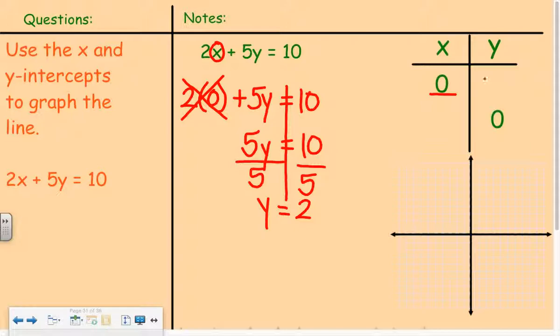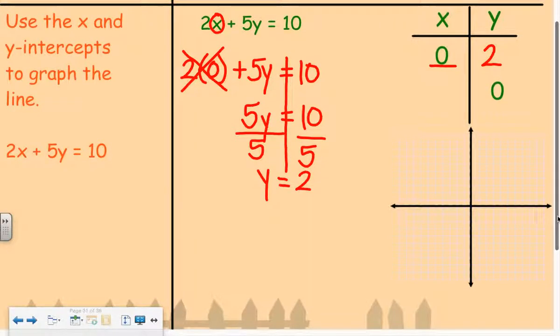So I've got a coordinate point now. I have the coordinate point 0, 2. I'm going to wait and find my other coordinate though before I graph. So now to find one more coordinate, because you need 2 coordinates in order to be able to graph a line. You can't graph a line with 1 coordinate.